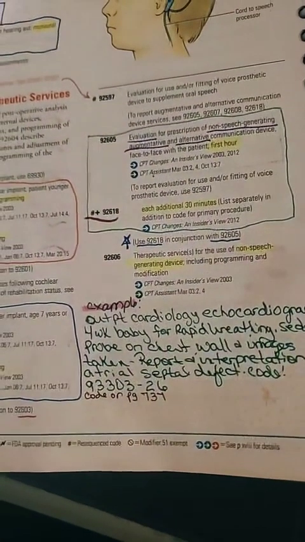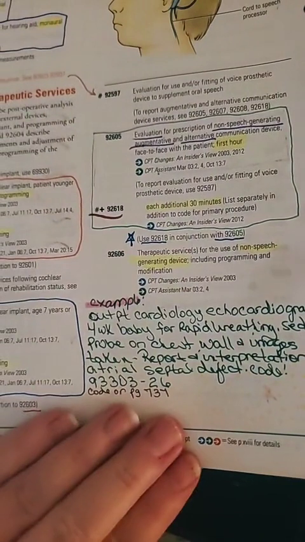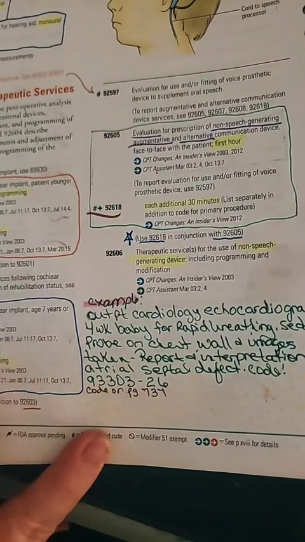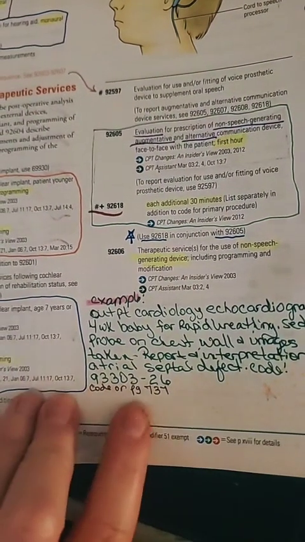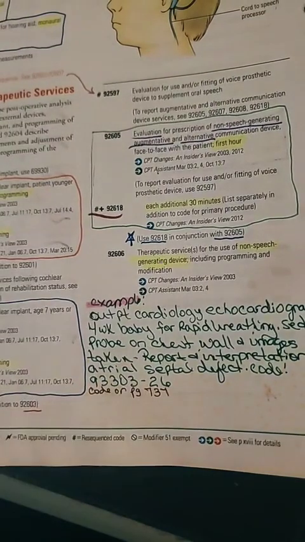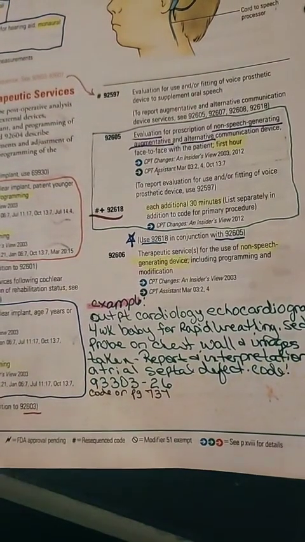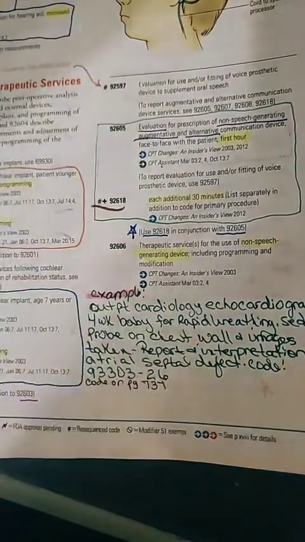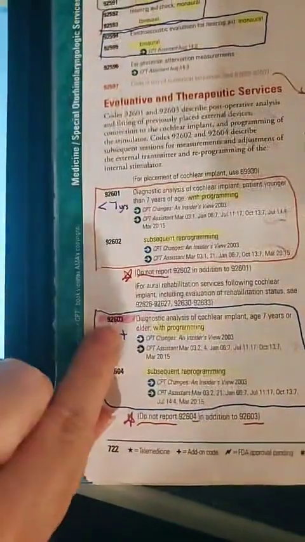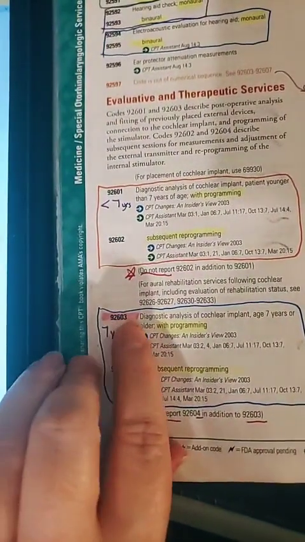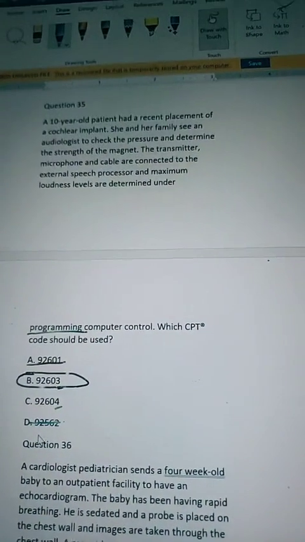The one that I had on my CPC exam was more of an, oh, that's for a different one. That's on page 737. I didn't put an example of a cochlear on this one. I just highlighted it because that one was on my CPC exam, and that was the answer that I picked, which was probably this question.